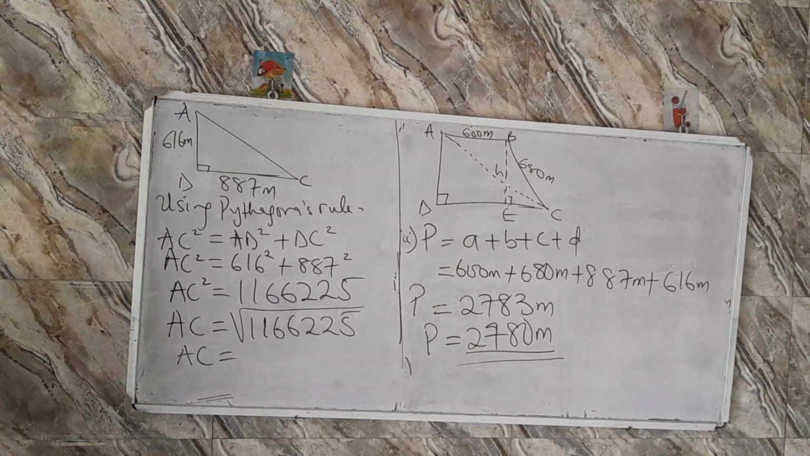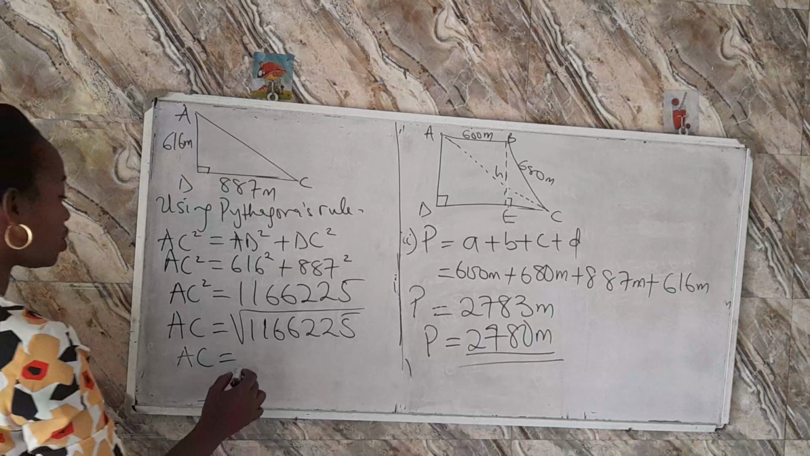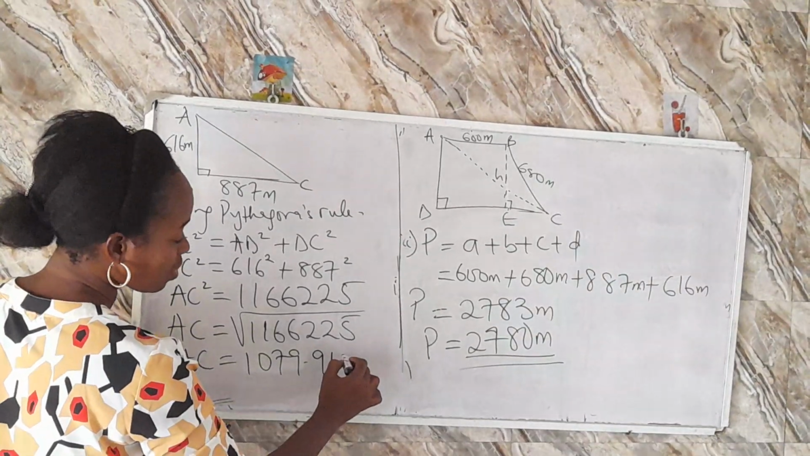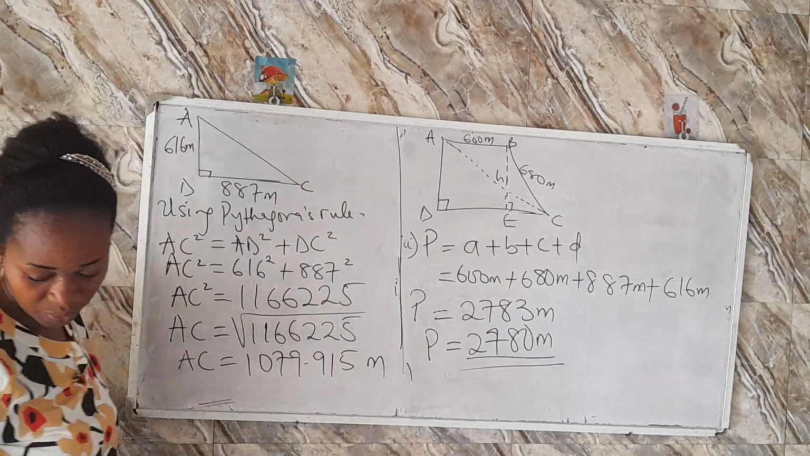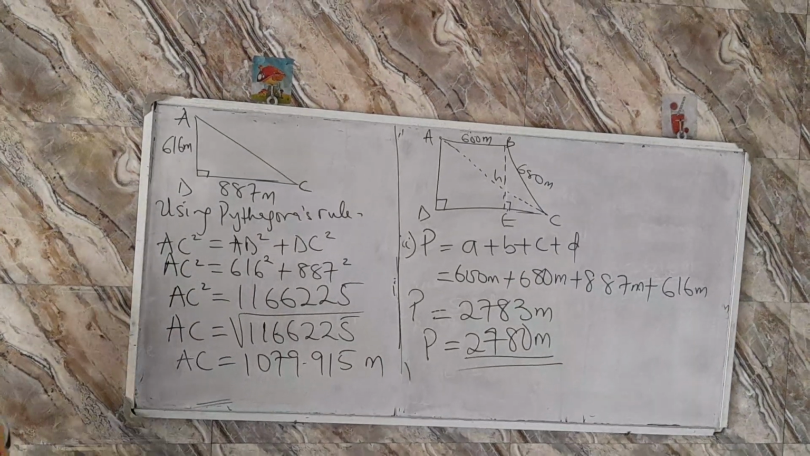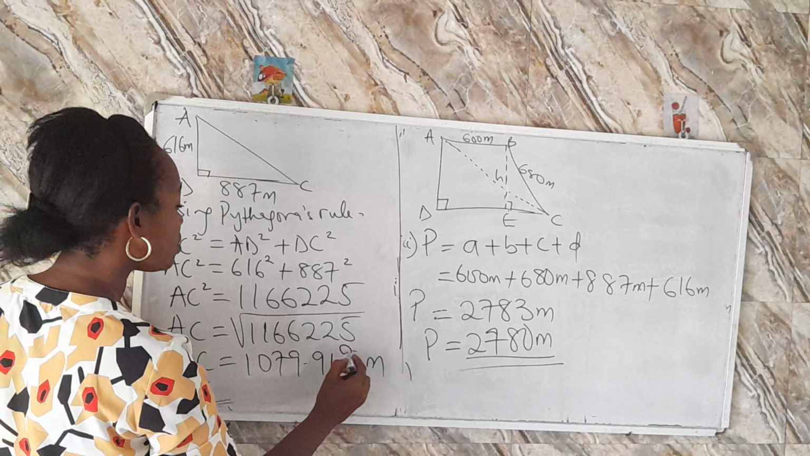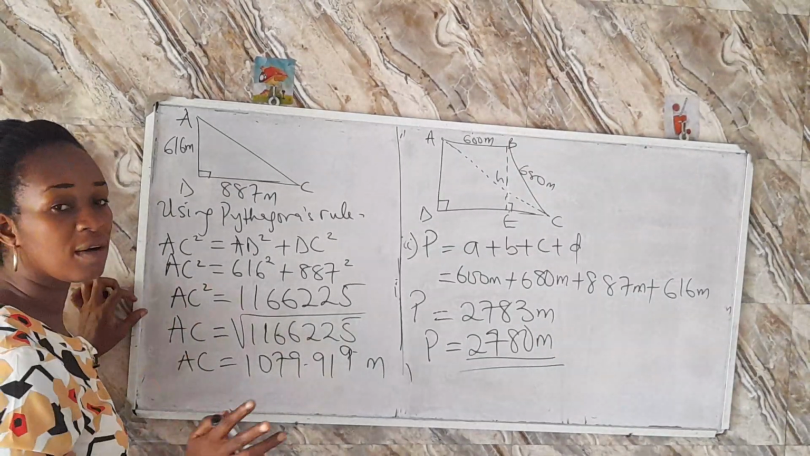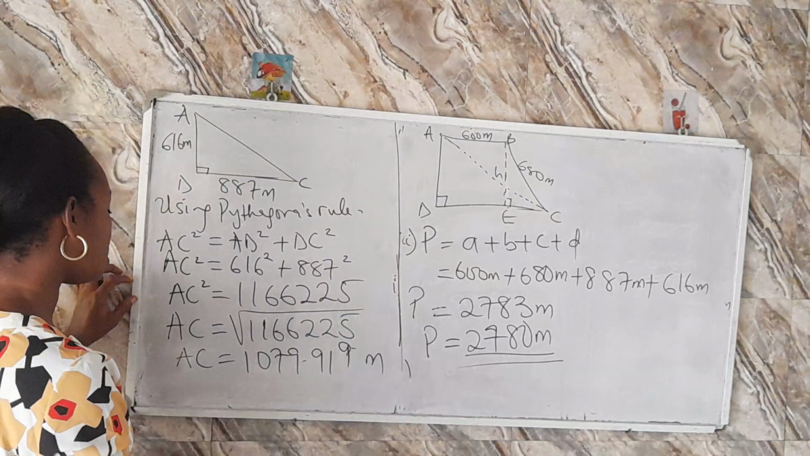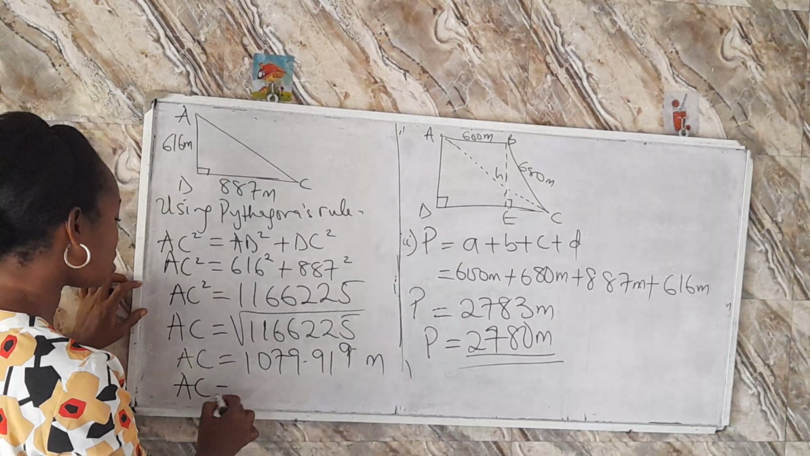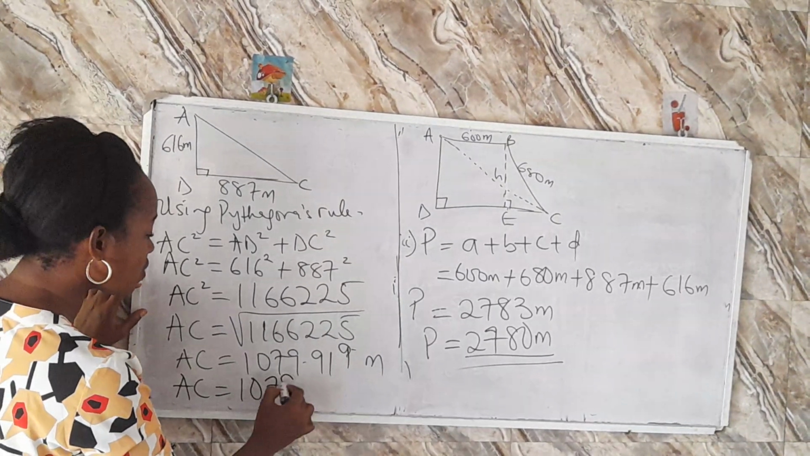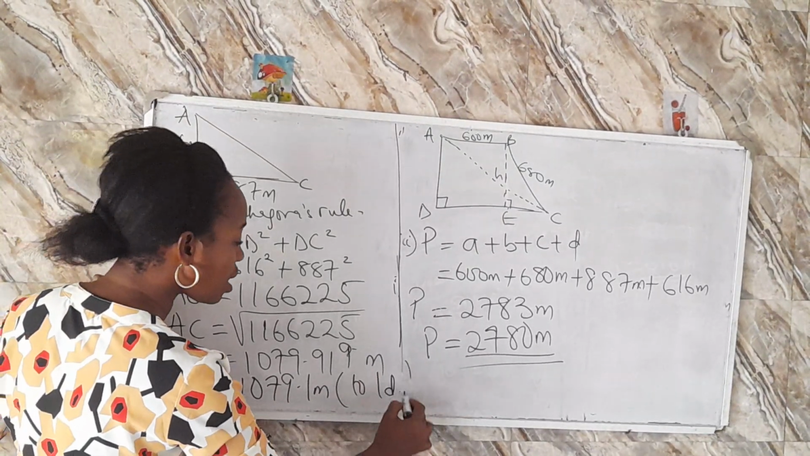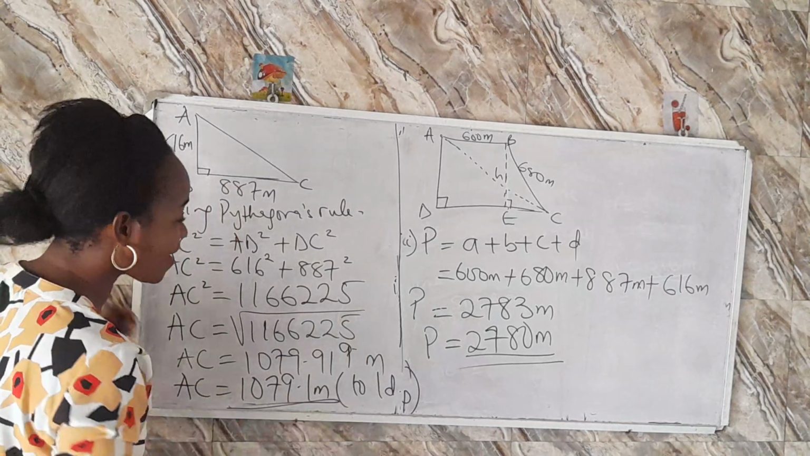So when you take the square root, AC will give us 1,079.919 meters. Alright, but recall, it says we should give our answer to one decimal place. So this gives us that AC will be 1,079.9 meters to one decimal place. So this is our answer.